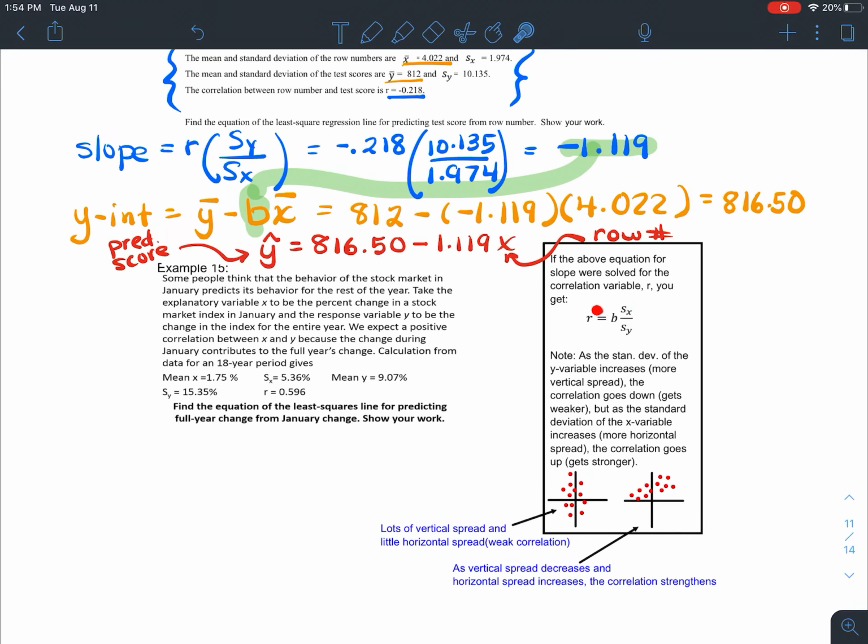All right, we're going to go ahead and try one more, and then we're just going to talk very briefly about how as the standard deviation of the x's increases or decreases, and same with the y, how that impacts what the correlation is.